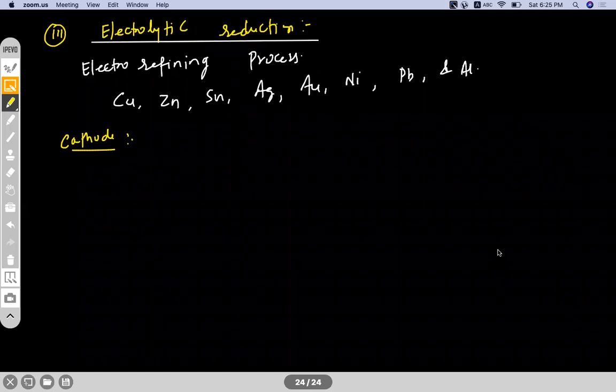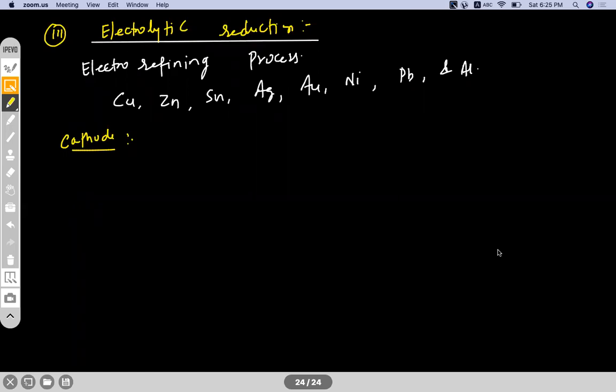Which one are you talking about? This one, electrolytic reduction, Venkat? Yes, sir, electrolytic only. It depends here. See, it depends on which metal you need to extract, because we have conditions. You will understand, give me some time. Let me explain this. You will understand what we should use over here. Sure, sir.